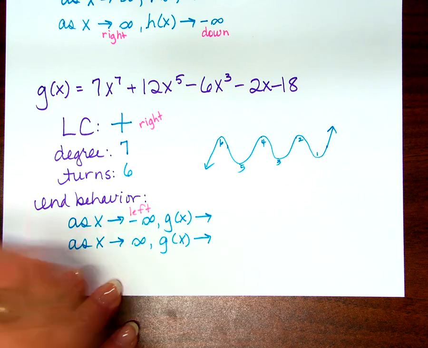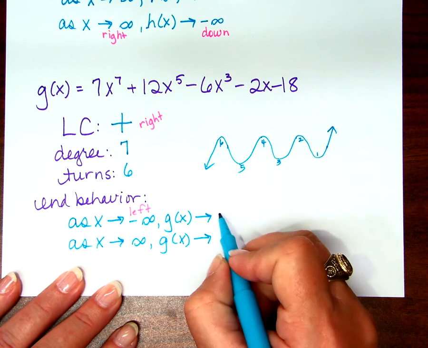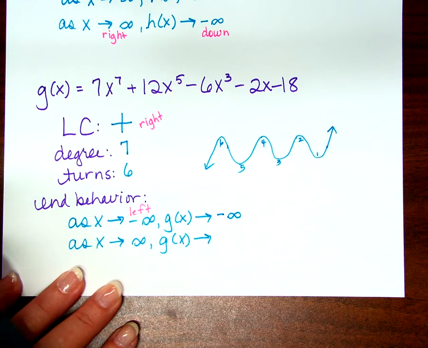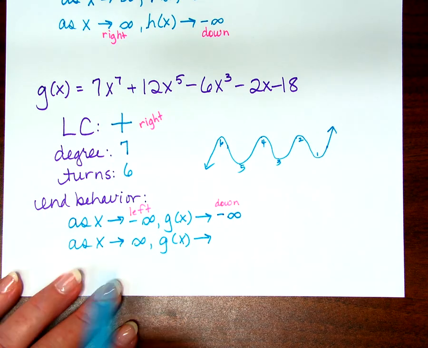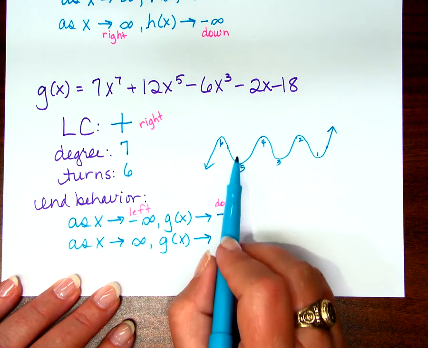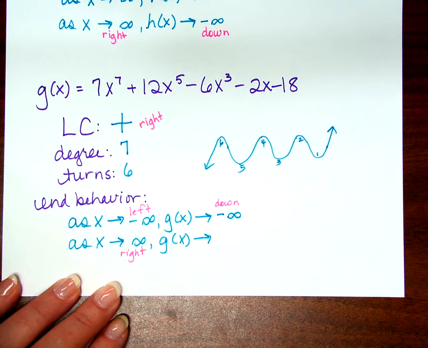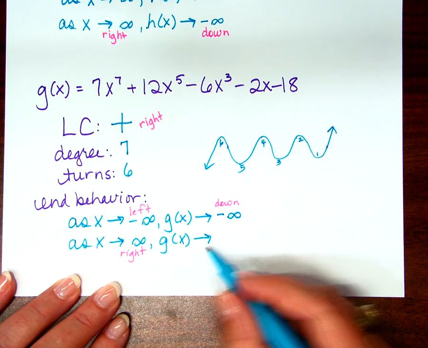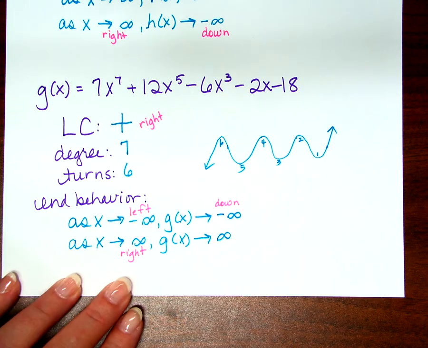So as x is going to the left, as we're going this way, what's happening to the value? It's going down. So we say negative infinity, right? Because that's going down. So what's happening as x goes to the right, g of x is going where? Up. So what do we write? Positive infinity, right? Up. Or just regular infinity. We could write positive infinity if we want, but we know there's no such thing. It's just going to the right. Got it?